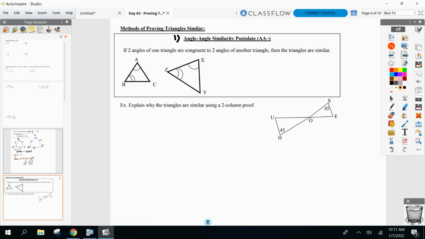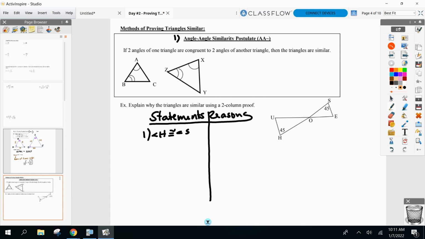So take a look at my new one down here in the example. Using a short 2-column proof, statements, reasons. This is going to be a big topic on Monday, not today, but just a short proof proving these triangles similar. All right, how can I prove these 2 triangles similar? Well, I know it doesn't have a given, but what did I put? What 2 angles are already congruent up here? H and S. That's our given right there. They're putting 45 at each. H and S are equal. That's given.